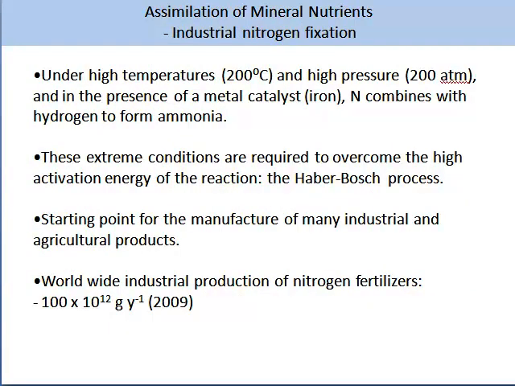Industrial nitrogen fixation occurs under high temperatures of 200 degrees C and at high pressures of 200 atmospheres, and in the presence of a metal catalyst. Nitrogen combines with hydrogen to form ammonia. These extreme conditions are required to overcome the high activation energy of the reaction described by the Haber-Bosch process, the starting point for manufacture of many industrial and agricultural products. In 2009, worldwide industrial production of nitrogen fertilizers was approximately 100 times 10 to the 12 grams per year. That's a lot of fertilizer.